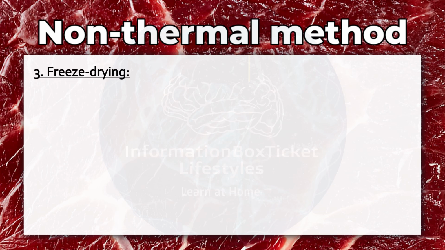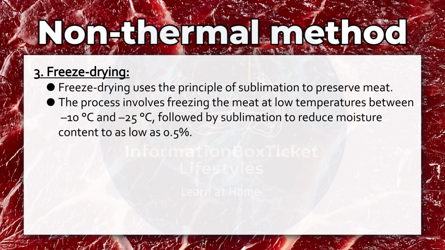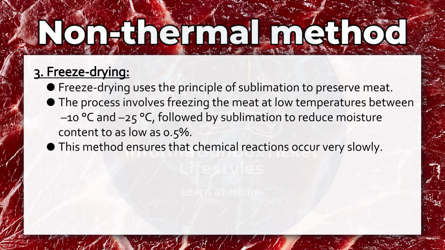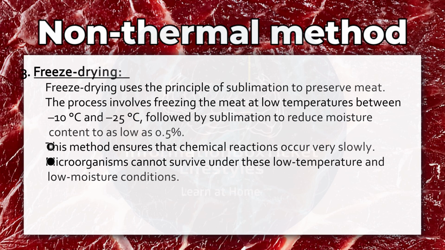Third, freeze drying. Freeze drying uses the principle of sublimation to preserve meat. The process involves freezing the meat at low temperatures between -10 degrees Celsius and -25 degrees Celsius, followed by sublimation to reduce moisture content to as low as 0.5%. This method ensures that chemical reactions occur very slowly. Microorganisms cannot survive under these low temperature and low moisture conditions.